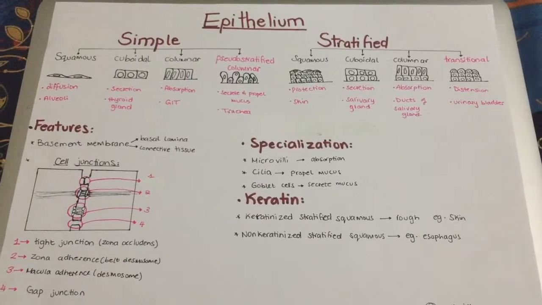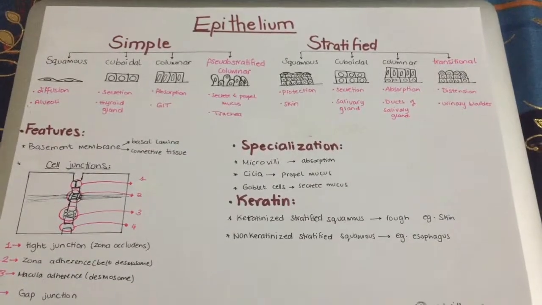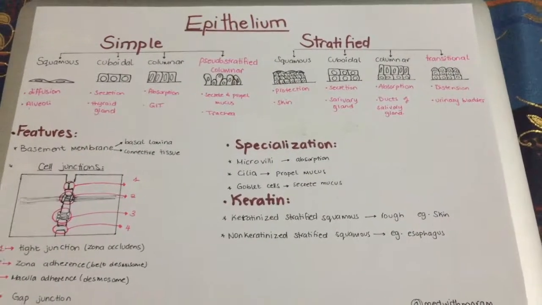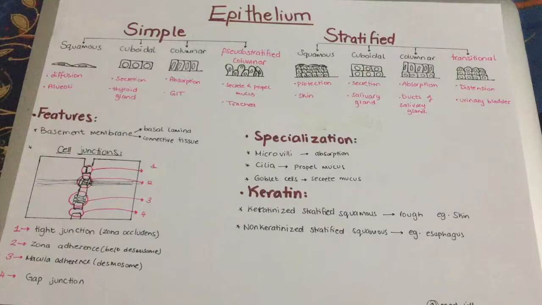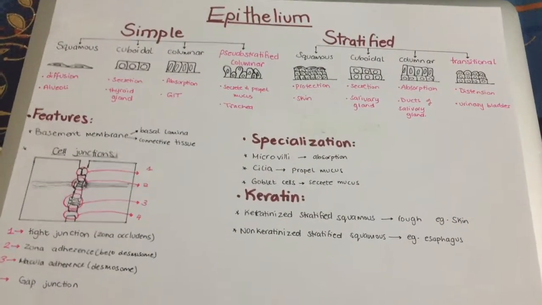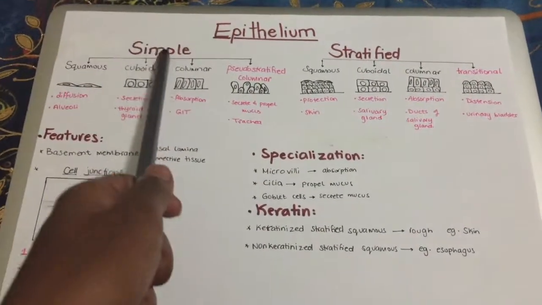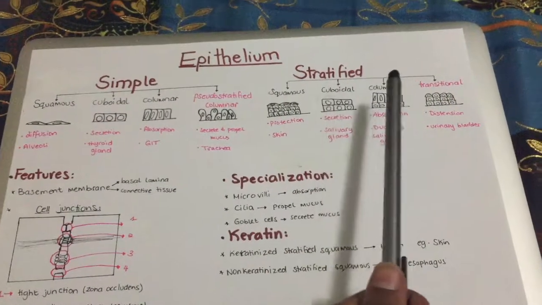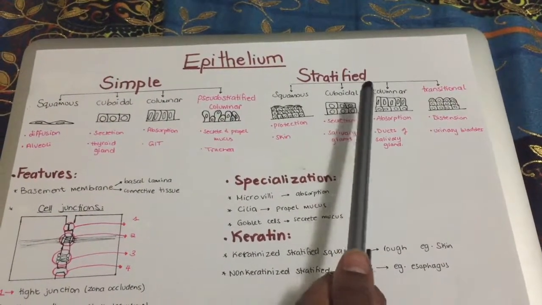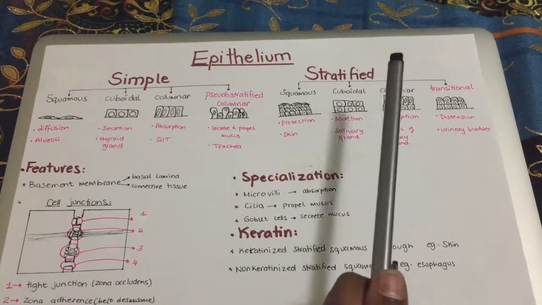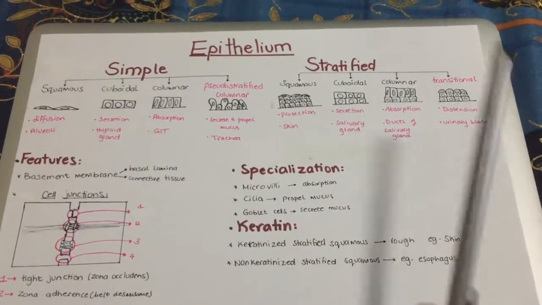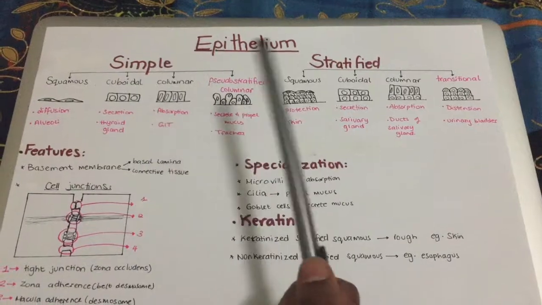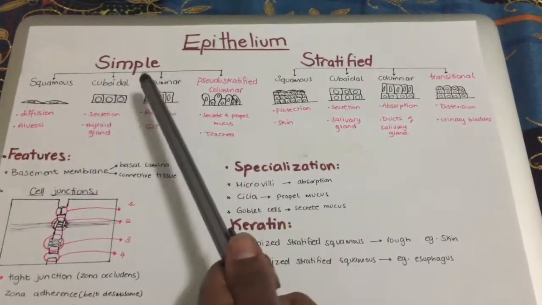I'll start by explaining the classification and naming of epithelium, and the classification is based on the number of layers. If we have one layer, it's called simple. If you have more than one layer, it's called stratified. And then after that, you talk about the shape. Now let's start. I'm going to be starting with simple.